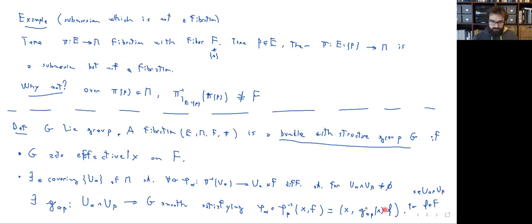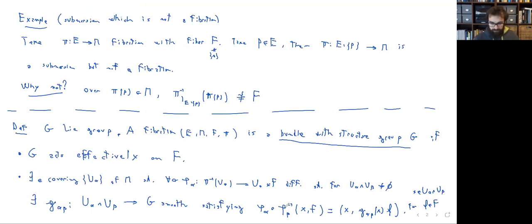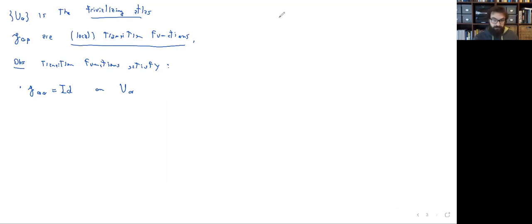And if you look at the definition of this G alpha betas, so this phi alpha composed phi beta inverse, you realize the following observation. The transition functions satisfy the following. G alpha alpha is nothing but identity. Technically, you take phi alpha composed phi alpha inverse, and you just get x and f. So this means the G alpha alpha is just the identity element in G, because the action was effective or faithful.